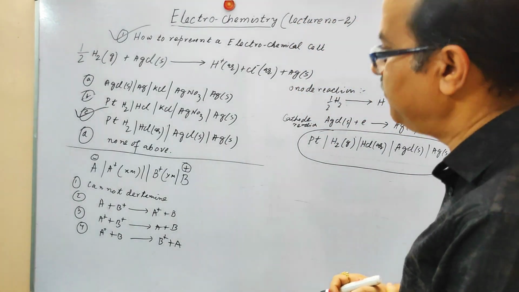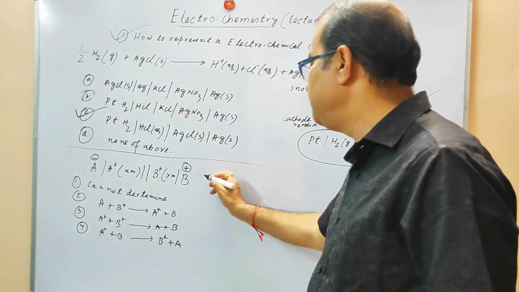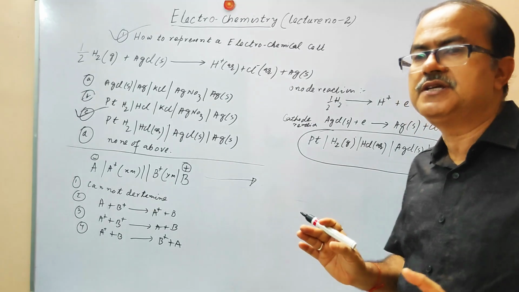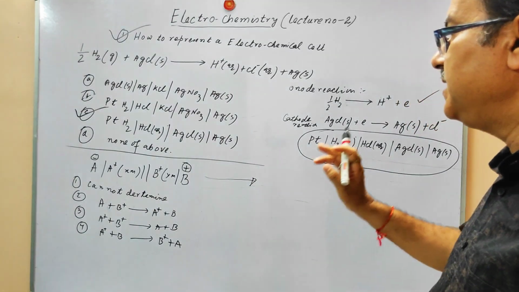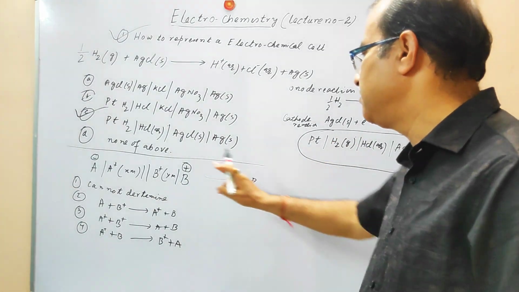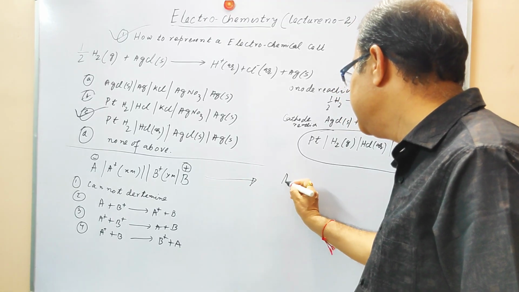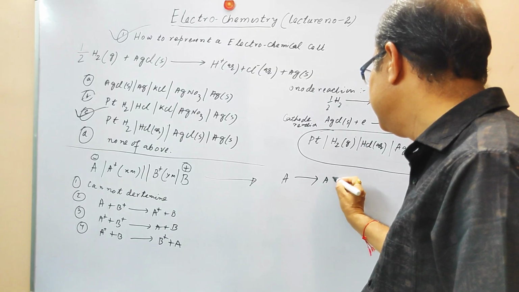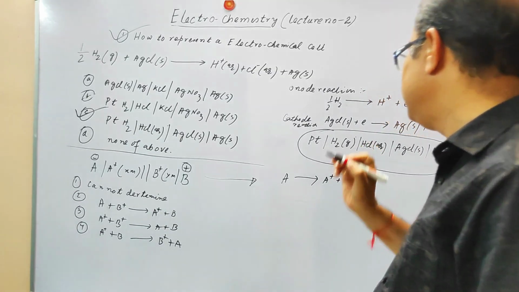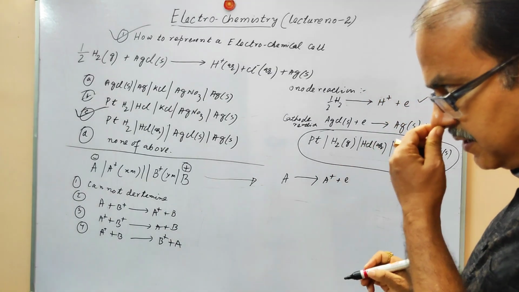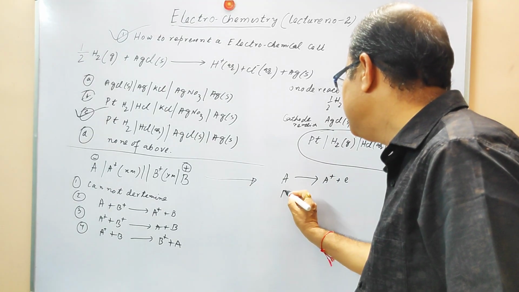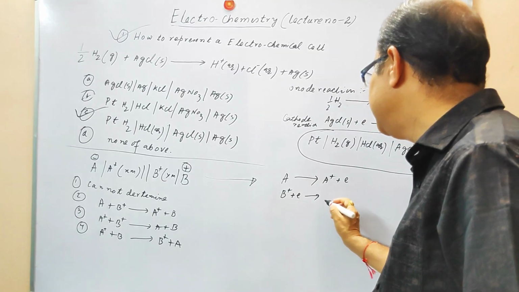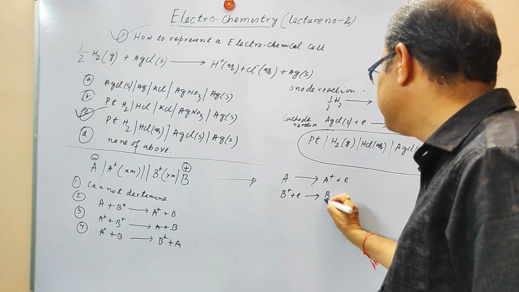For that, when this type of question comes, when the cell is represented, on the left hand side of the cell there is the anode. So you can easily say about the anode reaction. What is the anode reaction here? You can easily say that A is oxidized. In the anode, oxidation is going on, so this will be the reaction in the anode. And in the cathode, the reduction is going on. This is the cathode reaction. So it will accept the electron, it is reduced, and it will form this.